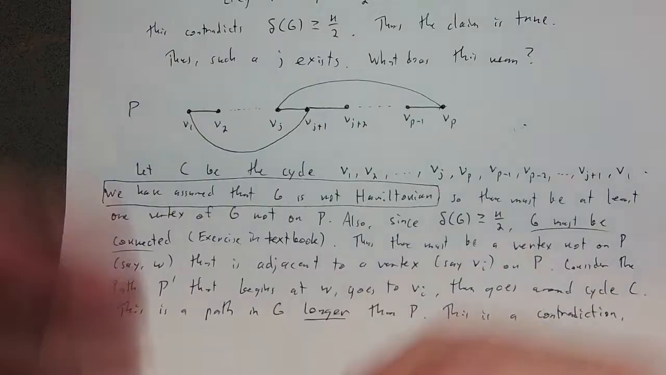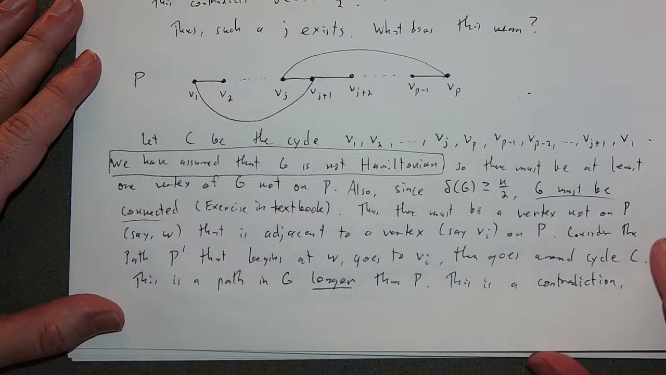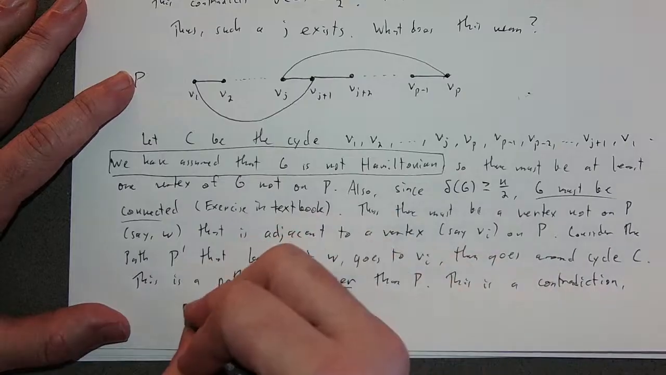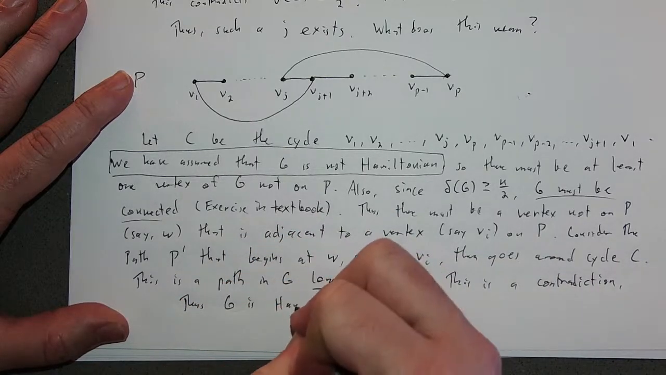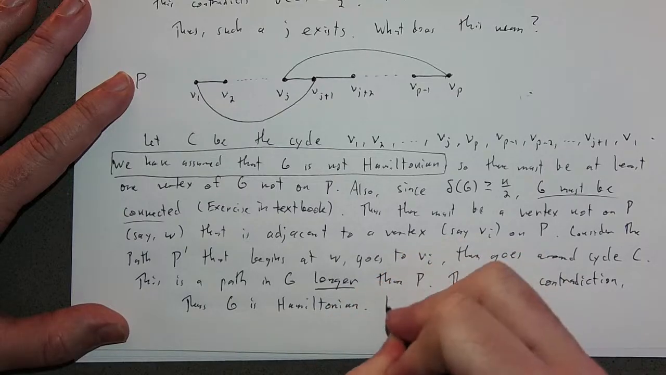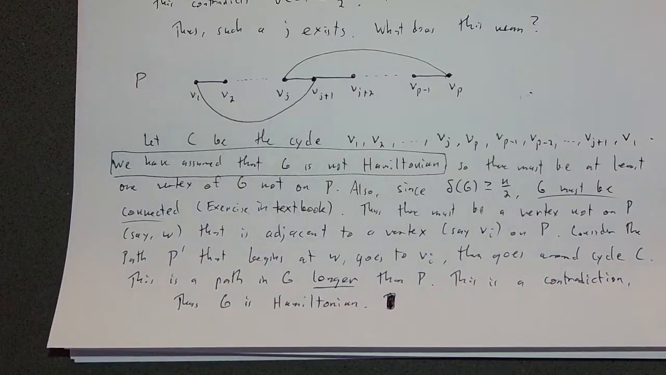The only way to fix this contradiction then is to say, oh, the problem all along was that G is simply Hamiltonian. It has to be. So this is the only way to alleviate this logical contradiction, that it was actually Hamiltonian all along. And that's that. That's the proof.